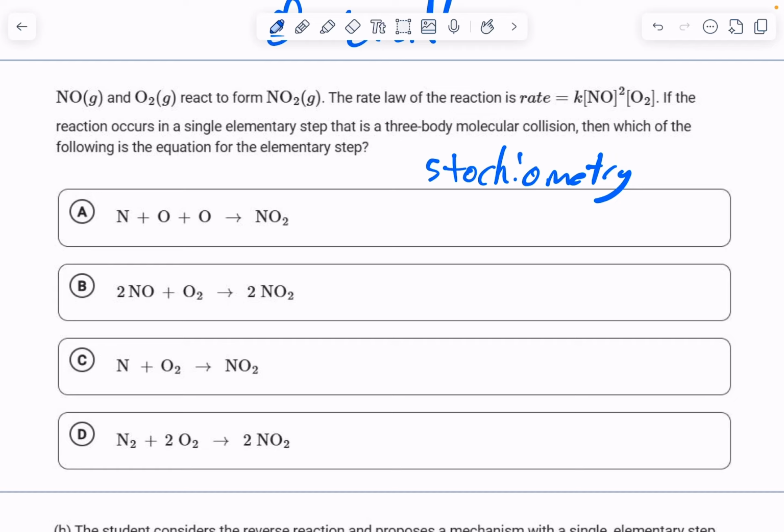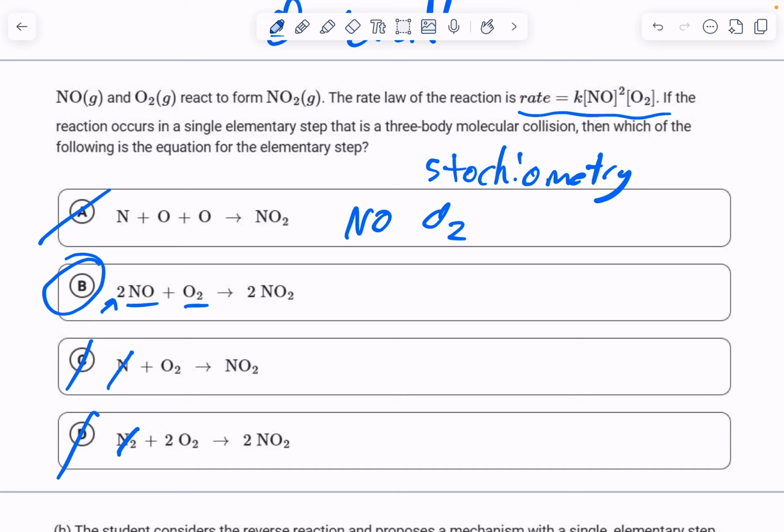So looking at A is wrong because they don't have any of the reactants that we need. We need to have an NO and we need to have an O2, so that's not right. B looks really good because it's got NO and O2, and it has a 2 in front of the NO, so I really like B. C is not going to be right because it's got no NO, it just has N, and that's not even part of the reaction. N2 also is not going to work. We need NO, and we need a 2 in the front. So D is not right. So B is our right answer based on the rate law that it has given us and the elementary step.